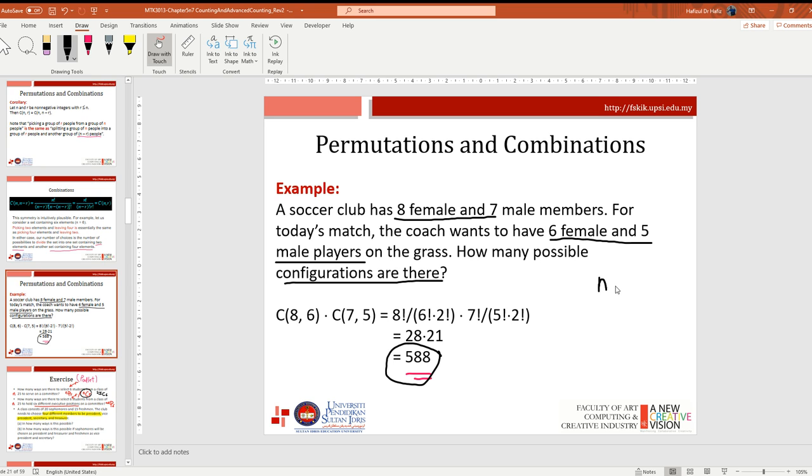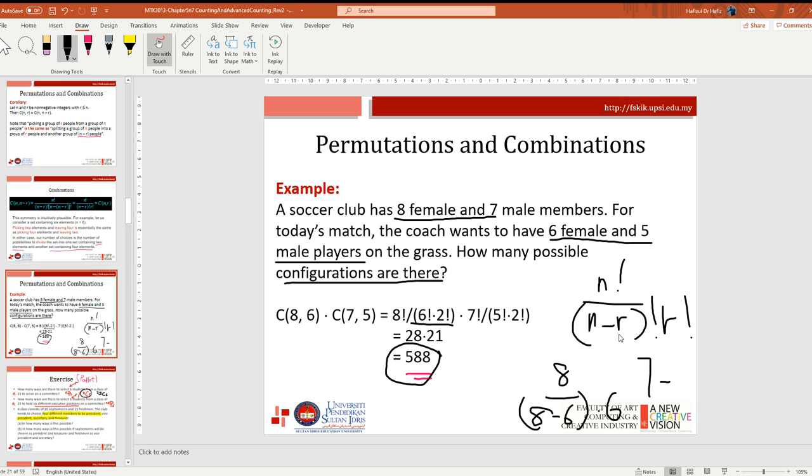We have n factorial over r factorial (n minus r) factorial. We have 8 and 6. That is why we have 2, and for 7 minus r, 5, and r is 2. So this one is 2, and here we got 5.